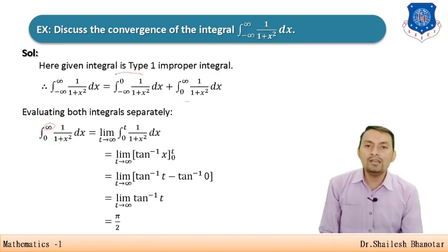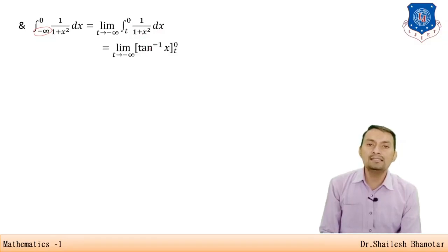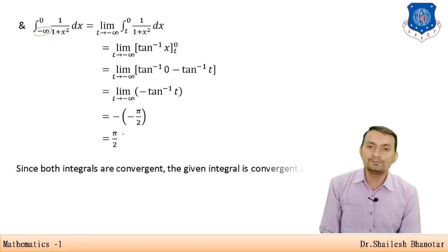Now we are going to focus on the other improper integral. In that case, minus infinity is there, so I have to write the limit t tends to minus infinity, integration from t to 0 of 1 divided by 1 plus x square dx. But we know that the integration of this is tan inverse x over t to 0. When you put the upper limit and lower limit, you will get minus tan inverse t. When you take the limit t tends to minus infinity, you will get minus of minus pi by 2. So in that case, the answer is pi by 2.